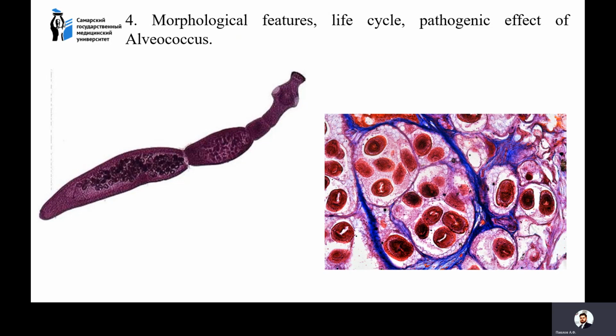This slide presents a microscopic photo of Alveococcus.